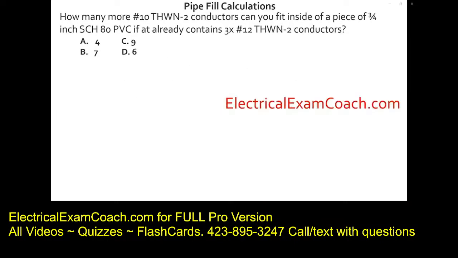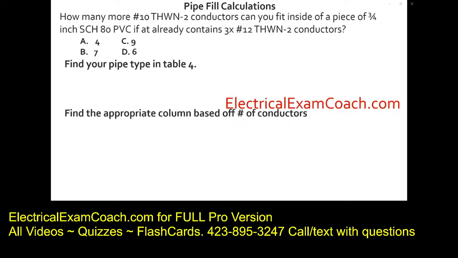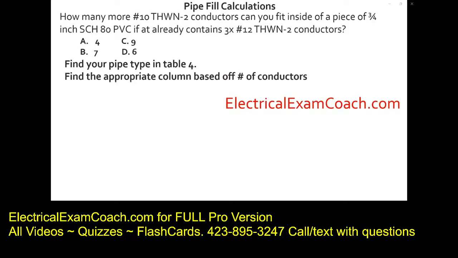How many more number 10 THWN-2 conductors can you fit inside of a piece of 3/4-inch Schedule 80 PVC that already contains 3 number 12 THWN-2 conductors? We're going to head to Chapter 9, Table 4 and find our pipe. We're going to find the appropriate column based off the number of conductors, and we're going to find this value for a piece of 3/4.